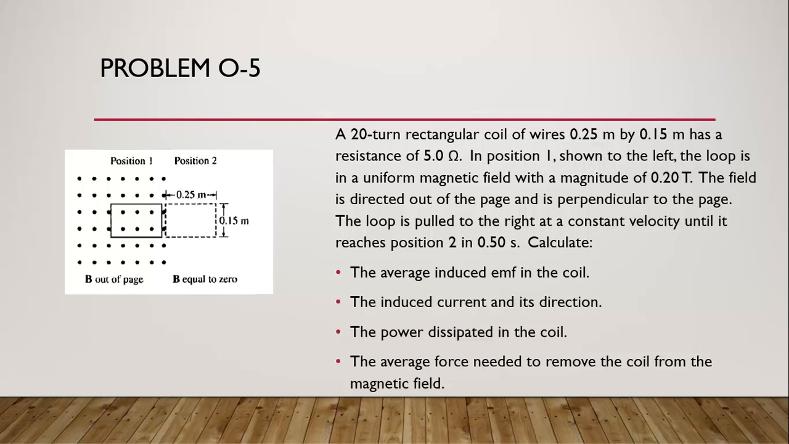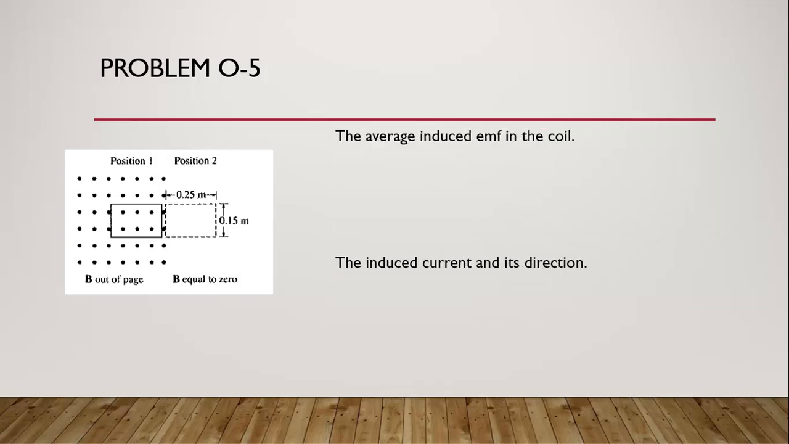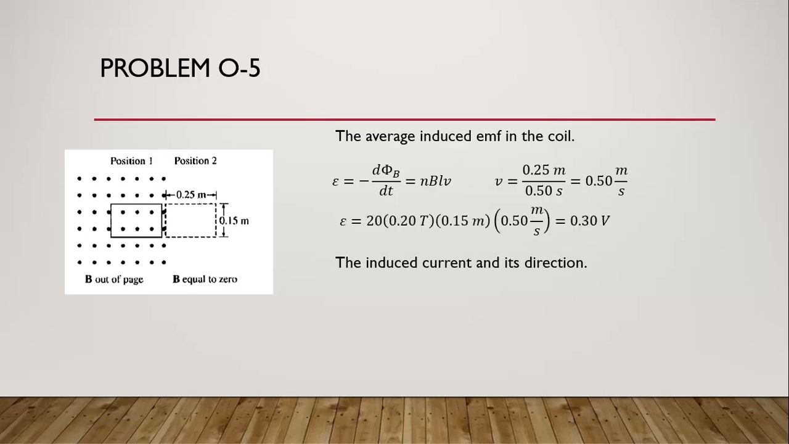What we want to do is calculate the following things: the average induced EMF in the coil, the induced current and its direction, the power dissipated in the coil, and the average force needed to remove the coil from the magnetic field. So let's first of all find the average EMF in the coil. Remember, B times L times V would be the EMF, and I multiply by N, the number of loops. The way to find V is it looks like it's going to move 0.25 meters in 0.5 seconds, and we plug everything in, we get 0.3 volts as the average induced EMF.